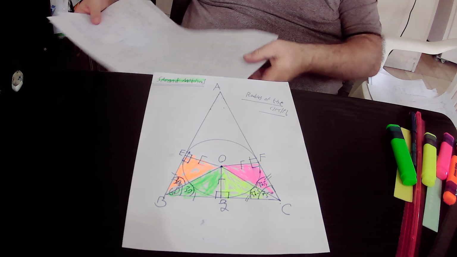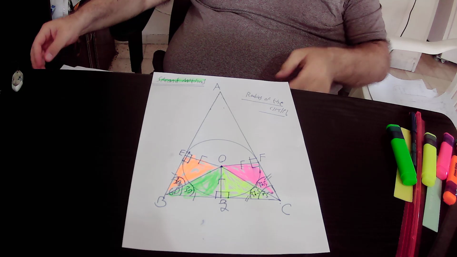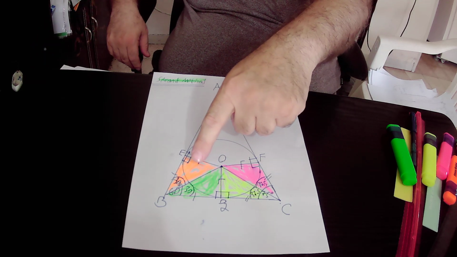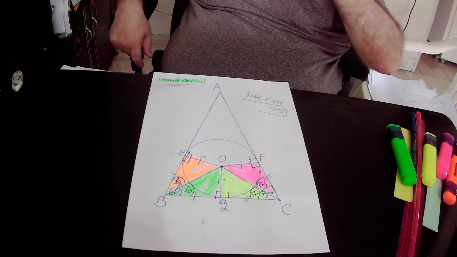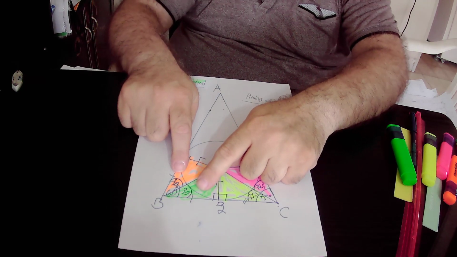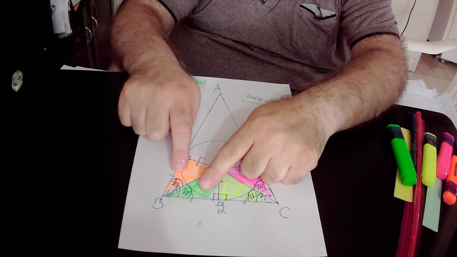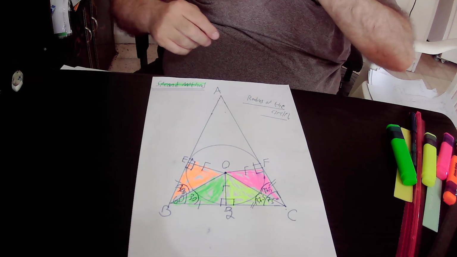We actually proved that the green triangle is congruent to the orange triangle according to the side rule, and therefore those two angles are equal to each other. The sum of those two angles is 60 degrees, and they are equal to each other, therefore each must be equal to 30 degrees.